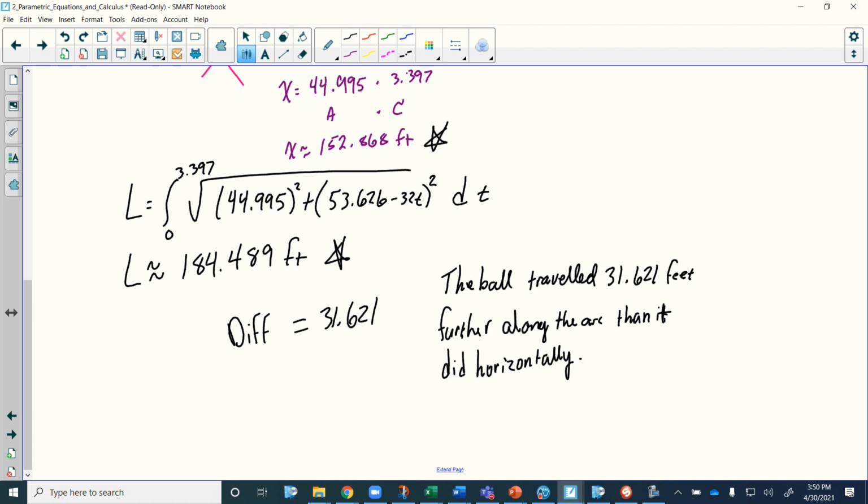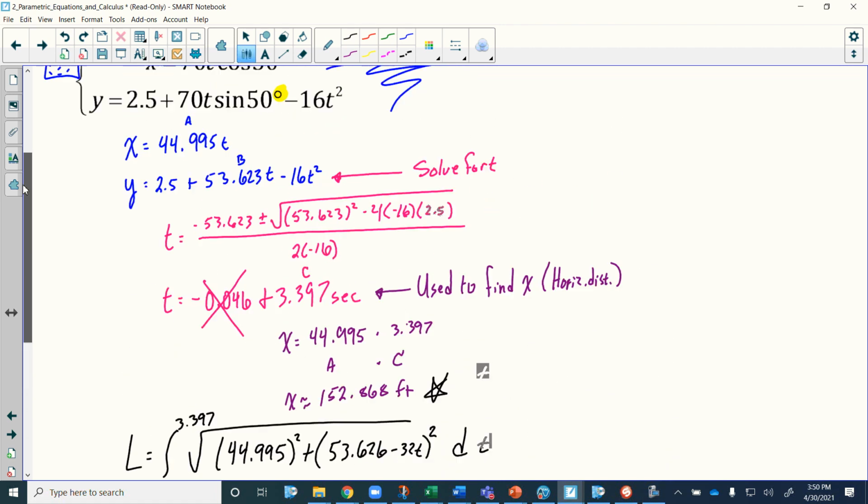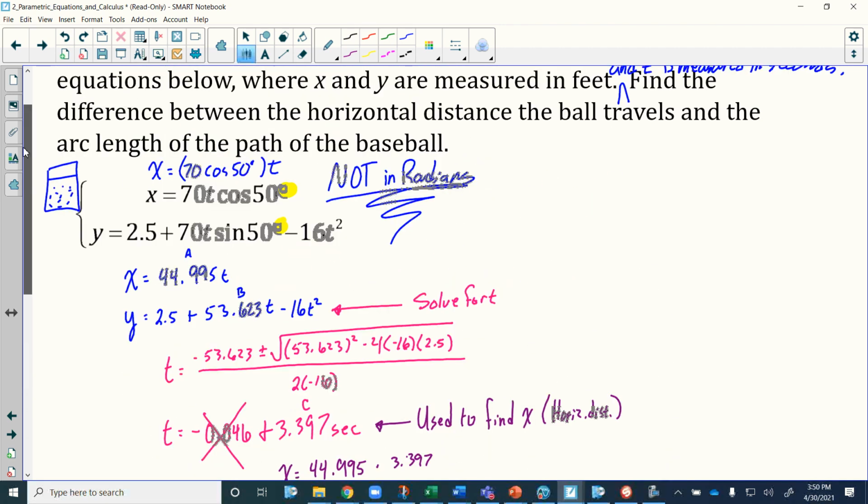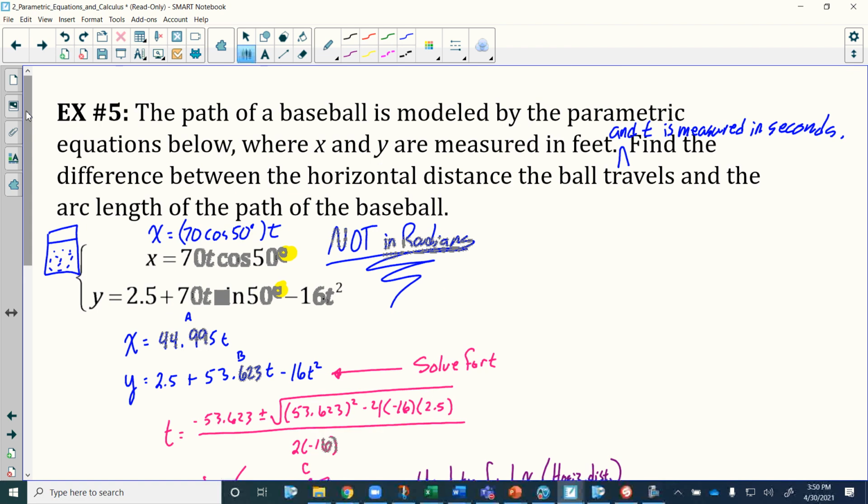Now, let me look at the question one more time here. One of the things that it's asking us to do on the handout for the notes is to graph the path. Here it doesn't say graph the path, but on the notes of the handout that you have, it does say graph the path. So let's go ahead and do that. I know it doesn't look like it says it here. Just find the difference between them.